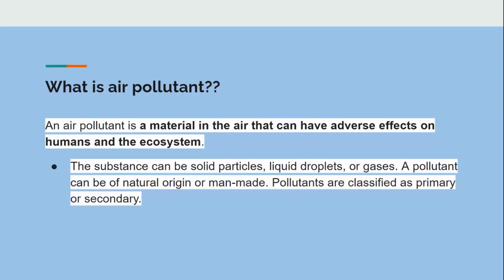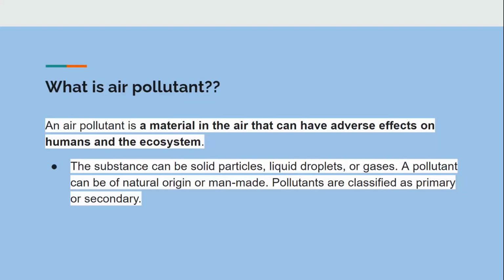Then what is an air pollutant? The air pollutant is nothing but a material in the air that can have adverse effects on humans and the ecosystem. It is also responsible for imbalancing the proportion of the atmosphere, for climatic change, and for seasonal variations. It is responsible for making smog, dust, and mist in the atmosphere. That is nothing but the air pollutant.